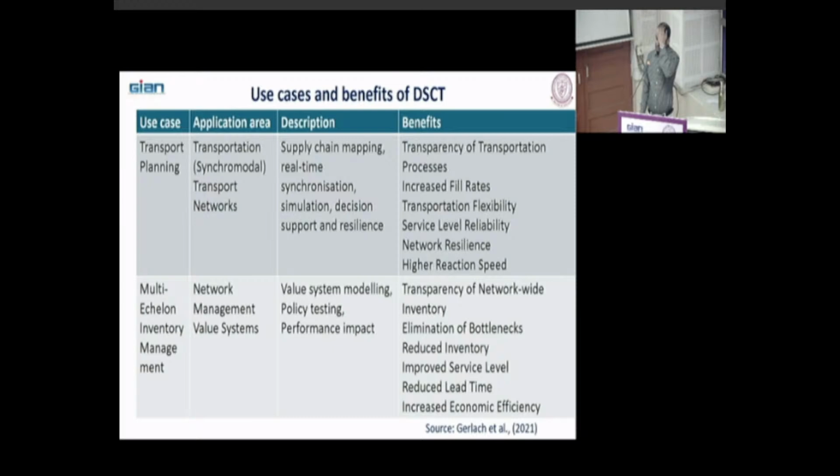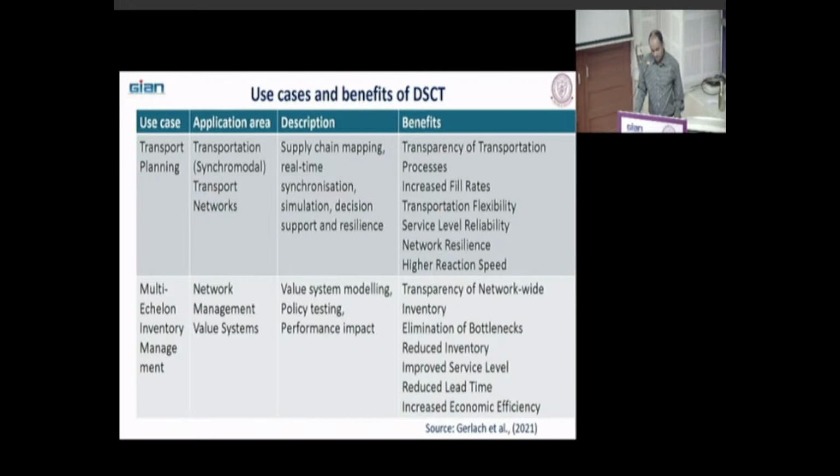Some use cases and benefits of digital supply chain twin. For transport planning, application area transportation, you can do the supply chain mapping, and you can do the real-time tracking of your shipments, synchronization, simulation, decision support. Benefits: transparency of transportation basically. As I said, you don't need to call your supplier or distributor to ask them the status of your delivery, or ask the driver whether the temperature in that container truck, whatever the lorry is there, is within that range or beyond that range. It will automatically tell you.